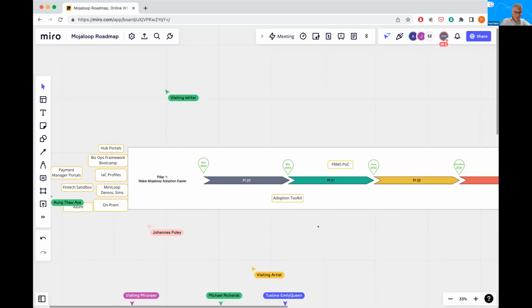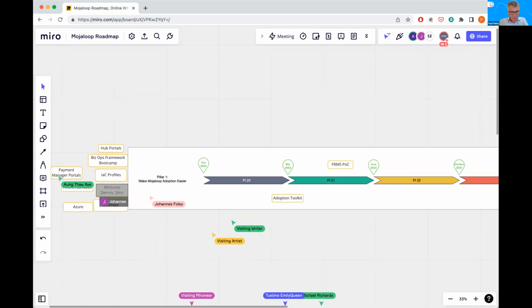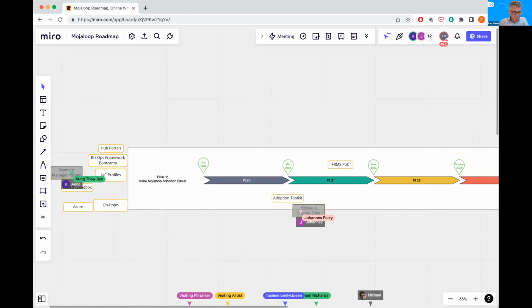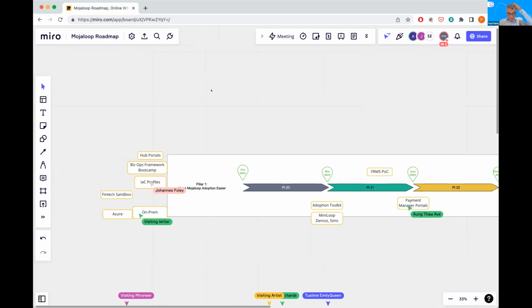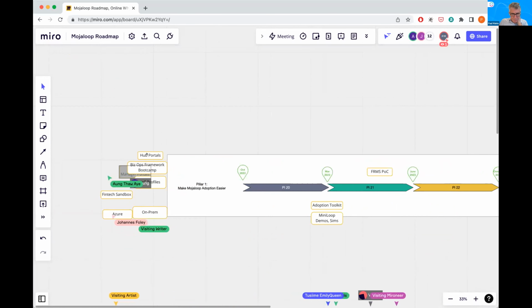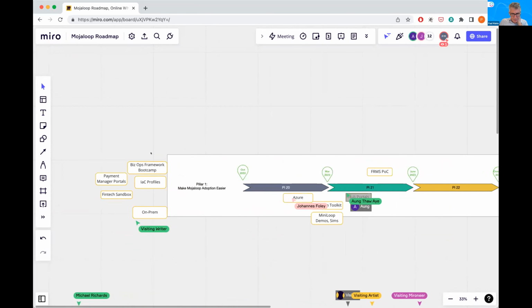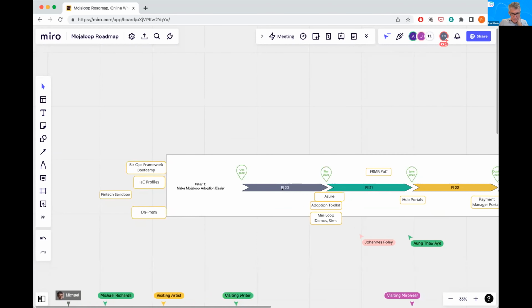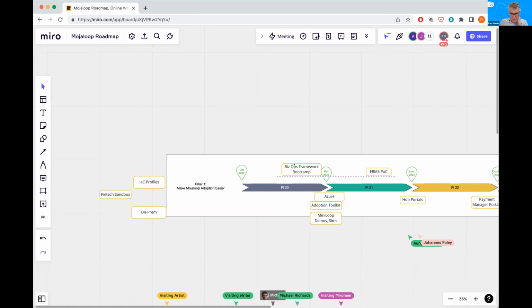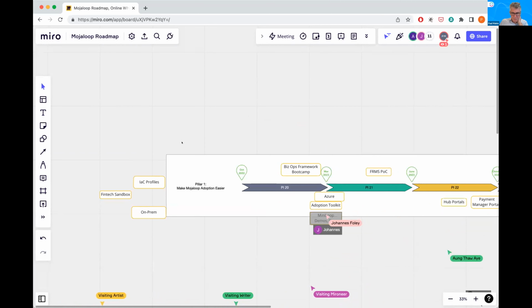Other people are free to put the things in place where they see fit. Don't leave it to me, really, because this is supposed to be collaborative. So we're making some progress here. Hub portals, I think that, yeah, Onga, I think you're right. You need to be focusing on hub portals. I think payment manager portals probably come along after that. I am wondering about a BizOps framework bootcamp, maybe somewhere relatively soon. I think it'd be really helpful if we could have that, because that would potentially accelerate the development of more hub portals and payment manager portals.